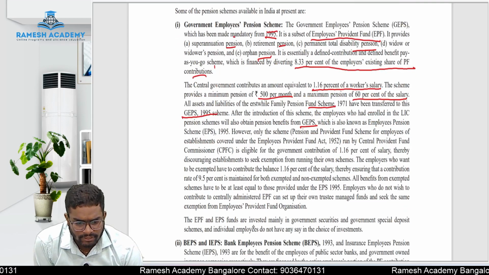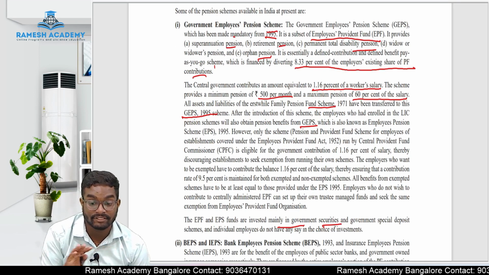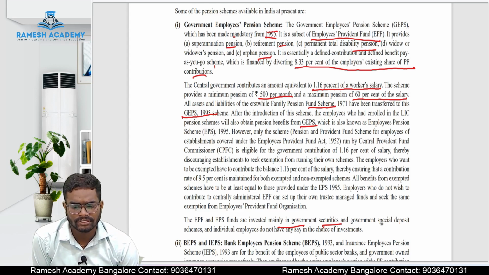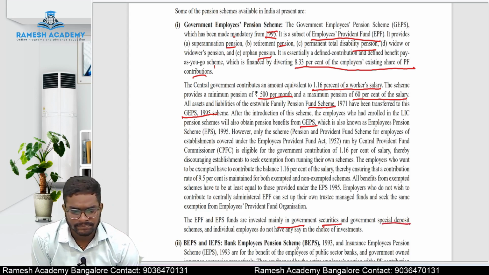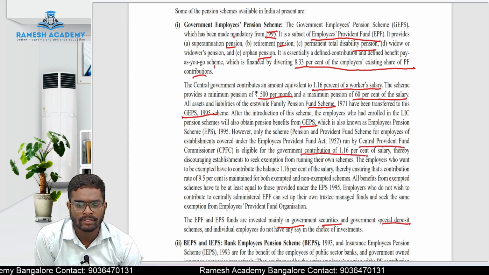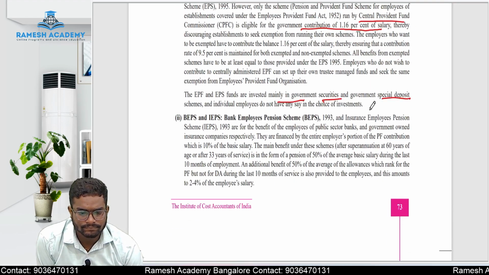Okay, the important thing is it is mainly invested in government securities. See, the pension funds cannot be invested everywhere. They should be in the less risky. So less risky is government security and government special deposit scheme, etc. Central Provident Fund Commissioner is eligible for government contribution of 1.16. That is the important thing here.